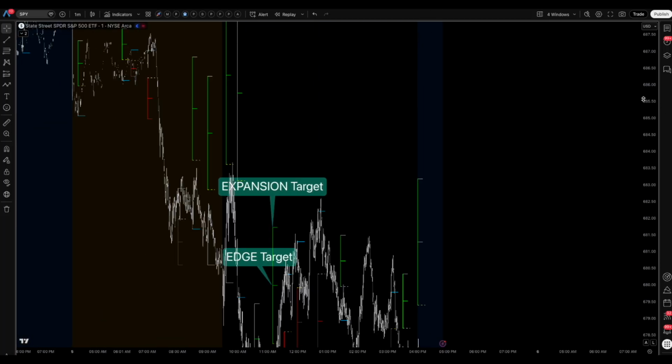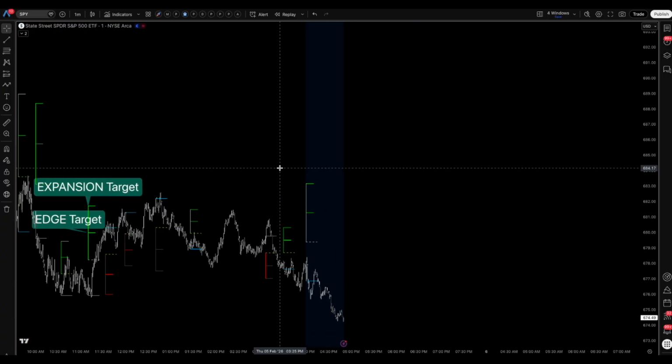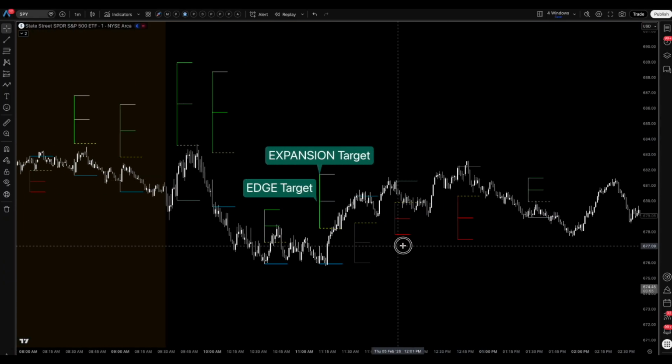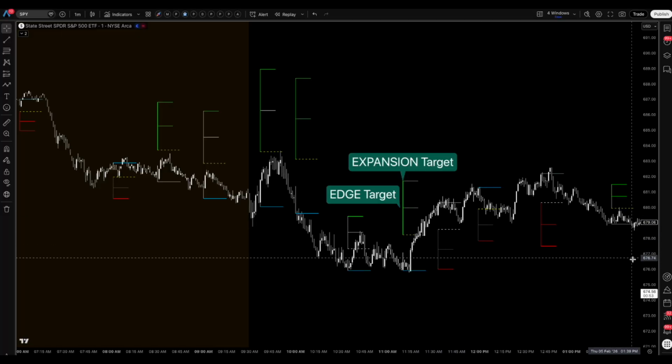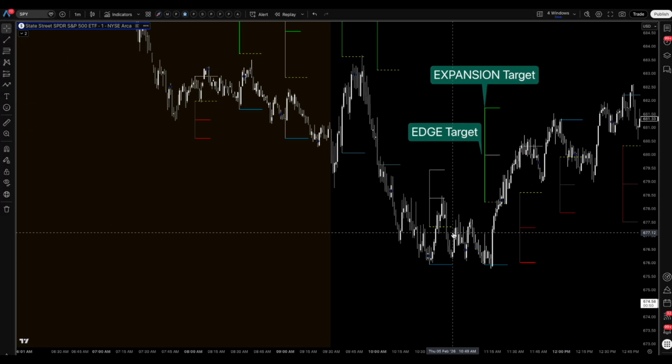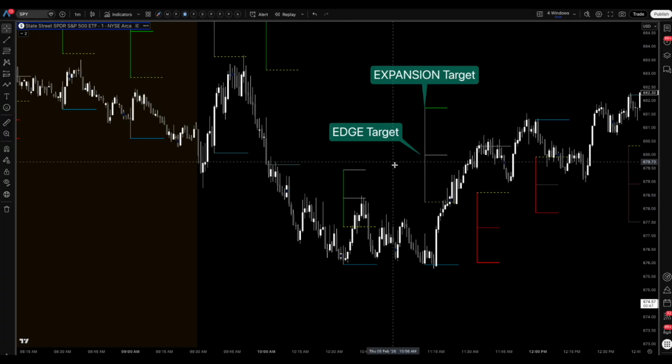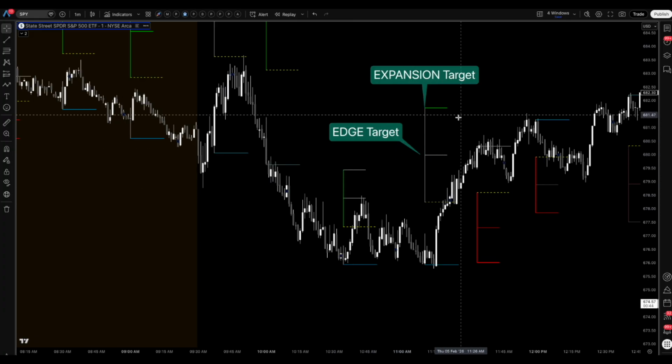Let's take a look at our chart here. And this is SPY. We're going to look at 4 different tickers today. We're going to start here. And I'm just going to explain the edge target and the expansion target. So if you're not familiar with the edge scalper system, it effectively works like this. You've got a trigger at the bottom here. You've got an edge target, which is our first target. You've got an expansion target, which is the second target, the top of the E right here. And we have a stop loss.